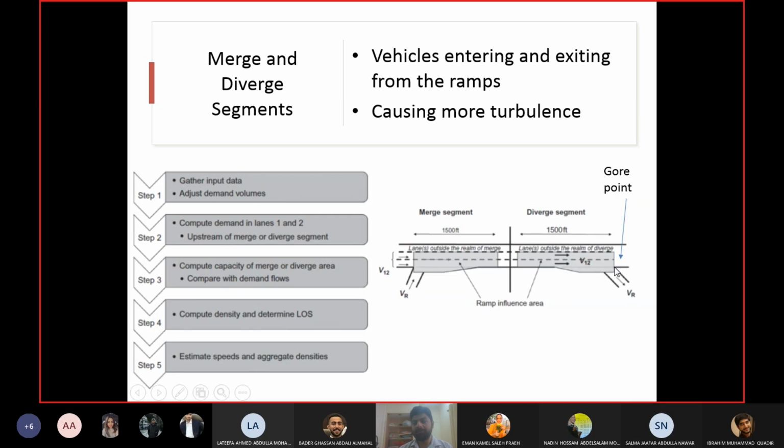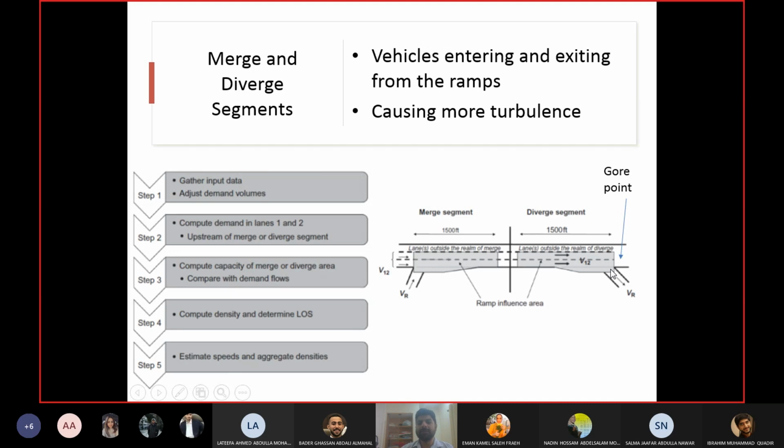So the gore point, you can see, is the last point of the ramp, touching the corner of the ramp, the last corner of the ramp. This is the gore point for the diverging, and this is the gore point for the on ramp, again the last corner, because then you are going downstream, in this direction, right? So you start from here, the extreme corner, and when you are going upstream, again you start from here, which is the extreme corner.